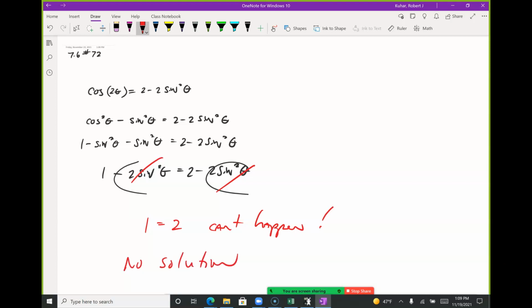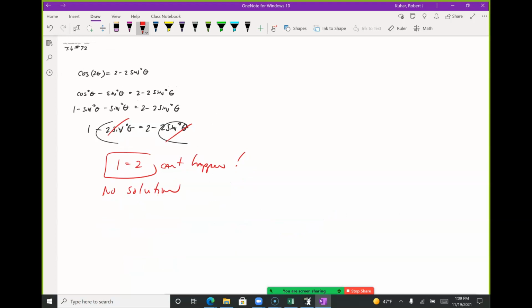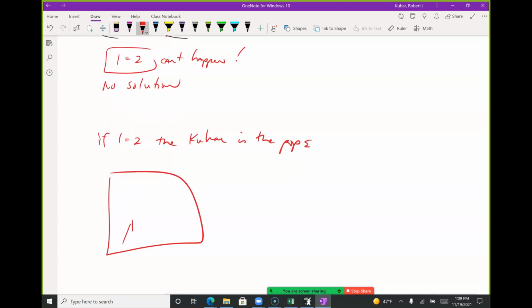The scary thing is if 1 equals 2 were correct, then Kuhar is the Pope. That's kind of scary if you knew my background. So there's Kuhar, and there's the Pope, and he's got that funny hat on. How many people are in the room? Only one person in the room since 1 is 2. This was all a joke, by the way. You know that, right? Yeah. Okay.